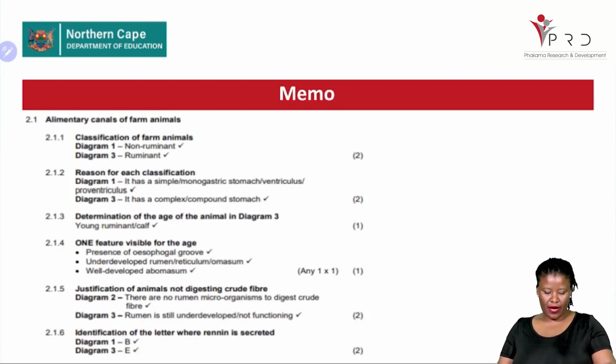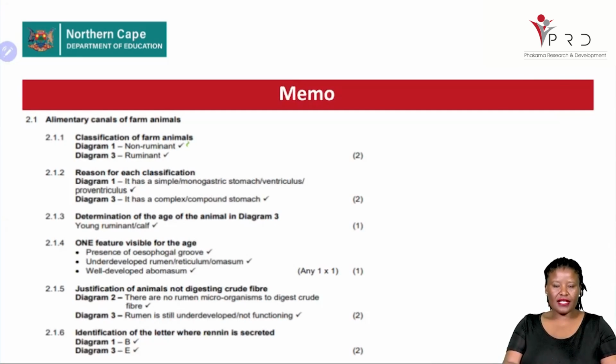Let's look at our memo. Diagram 1 is a non-ruminant. Number 2 is a non-ruminant. Number 3 is a ruminant. Why are you saying it's a non-ruminant? It has a simple stomach, a monogastric stomach, or you can identify a ventriculus, you can identify a proventriculus.